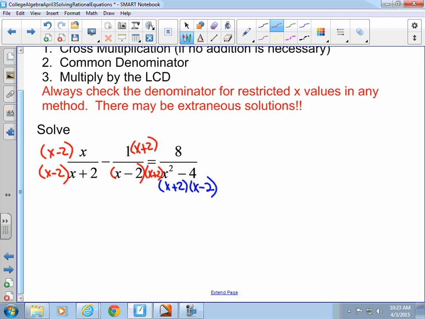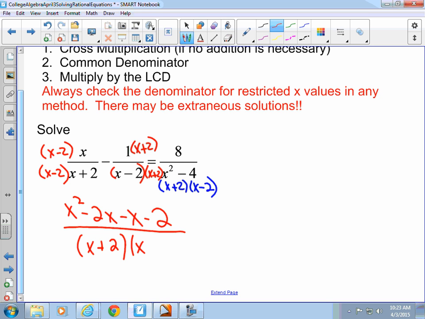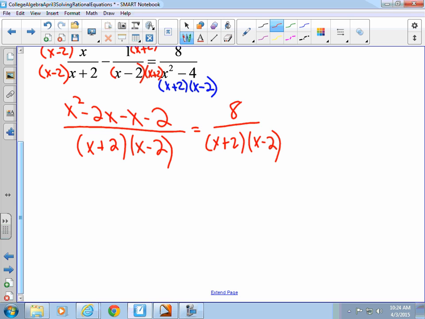So I get x squared minus 2x minus x, and then what? Minus 2. Why minus 2? Because that negative has to distribute on the top. We talked about that yesterday. Over x plus 2 times x minus 2 equals 8 over x plus 2 times x minus 2.